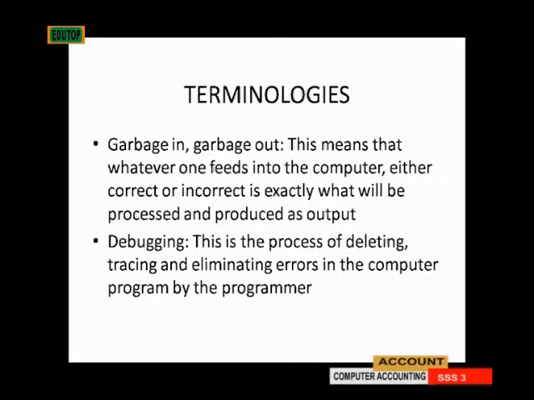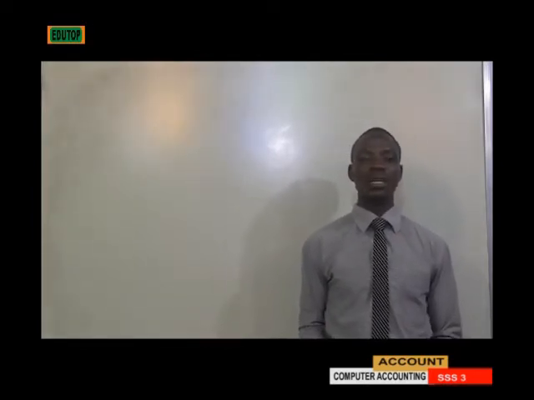So then another one is debugging. Debugging is the process of detecting, tracing, and eliminating errors in a computer program by the programmer. So this is just when the programmer is in the course of designing the software, and when there are errors, it detects and traces those errors and quickly removes them from the design, so that they will not affect the software that is being designed.